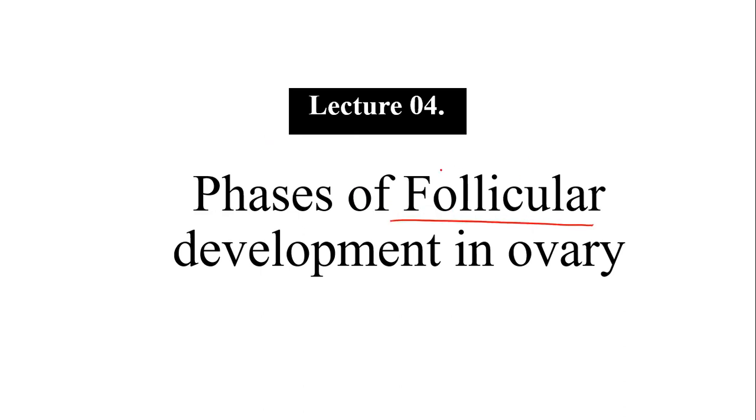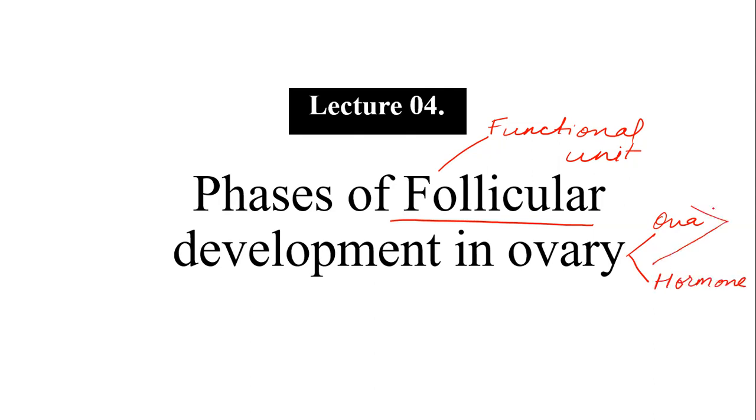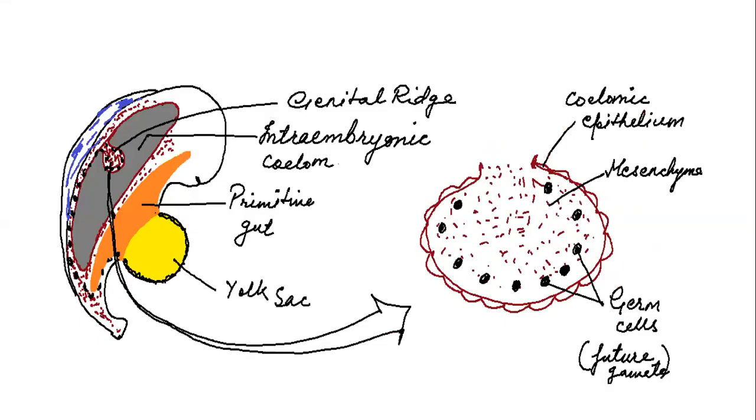Follicle is the functional unit of the ovary. The ovary performs two major functions: one is ova production and the other is hormone synthesis. These two major functions are performed by what is called the follicle. That's why the follicle is considered the functional unit of the ovary.